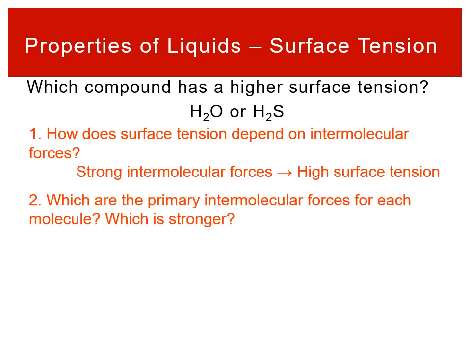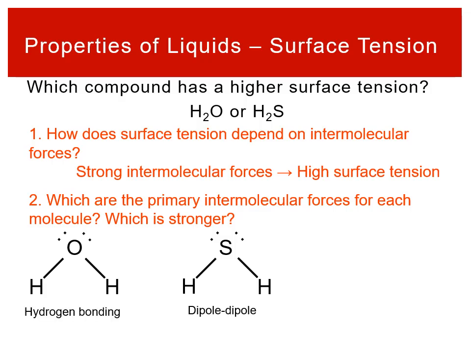So what are the primary intermolecular forces? Whichever one is stronger is going to have higher surface tension. Which one's stronger? Well, if I want to know primary intermolecular forces, I need Lewis structures. So I've got H2O and I have H2S. We've looked at these molecules before. Water forms hydrogen bonds. We know that because of the OH covalent bond in the molecule. H2S is dipole-dipole. We know it's polar because it's an atom-centered molecule, with sulfur in the middle with lone pairs on it. Hydrogen bonding is stronger than dipole-dipole interactions, so H2O has a higher surface tension.